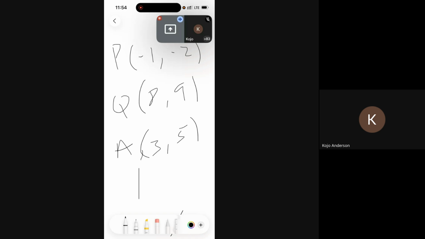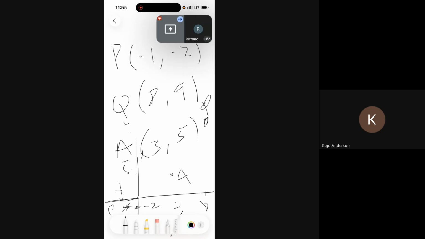Okay, so when we draw this, let me draw the XY plane. I have my plane here, and my A is 3, 5. So let's assume 3, 5 is here. I have 3 and then 5 here. And then my P is -1, -2. So -1 is here, -2 is here. And then let's assume we have 8, 9. So my 8 will be somewhere here, and maybe my 9 will be here. So that's my Q, this is my A, and this is my P.